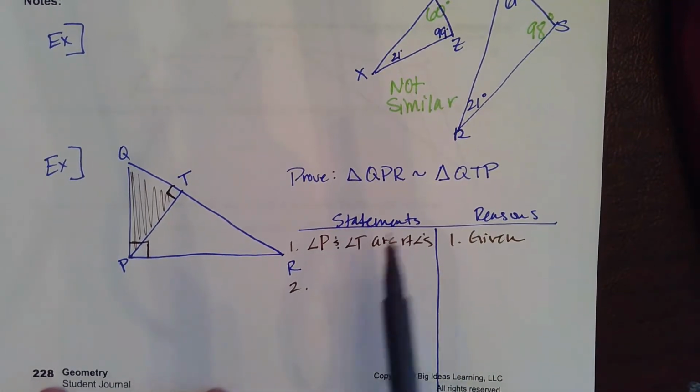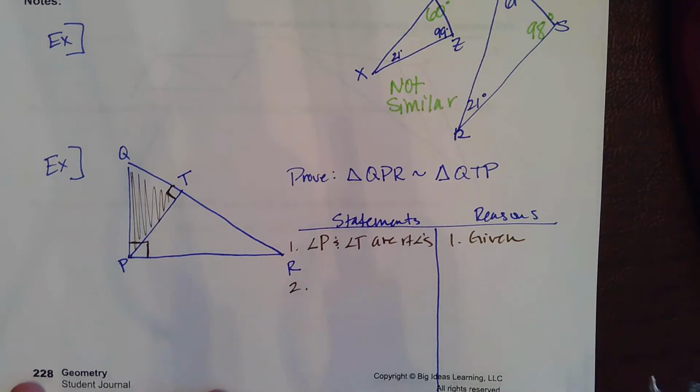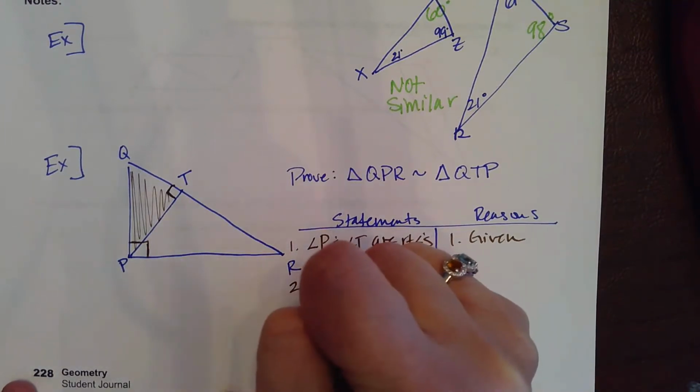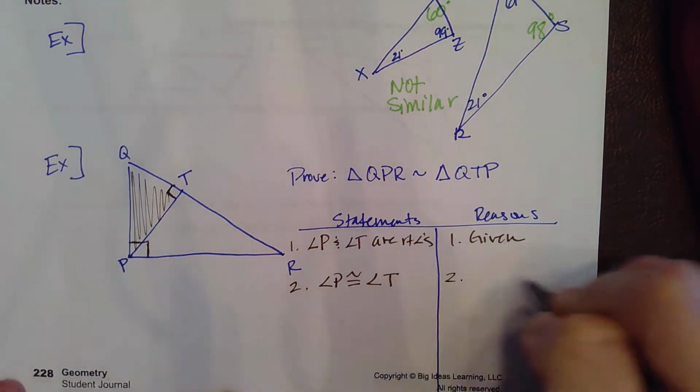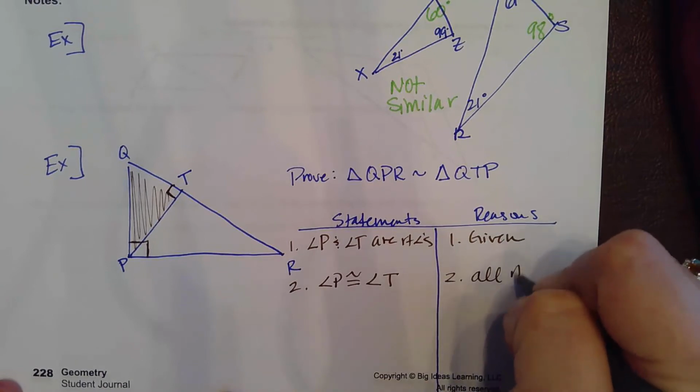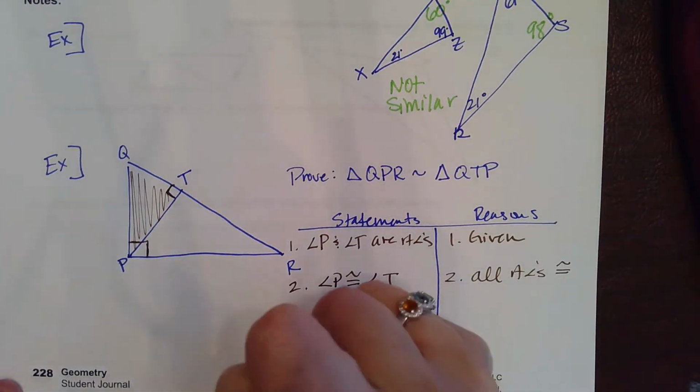Anyway, what we were saying before is that P and T are right angles, so they're provided for us, and that was in our given. What they didn't say about those right angles is that they are congruent. So what we want to say next is angle P is congruent to angle T. And the rationale is there was a theorem about all right angles being congruent. So I'm just going to say all right angles are congruent.